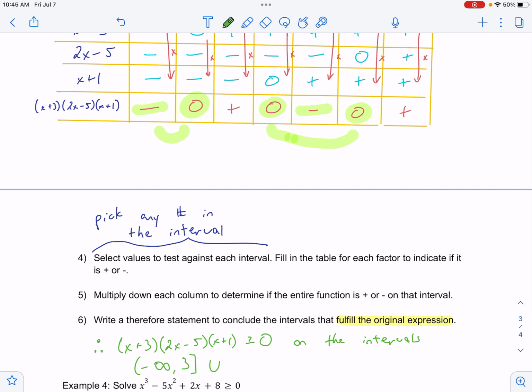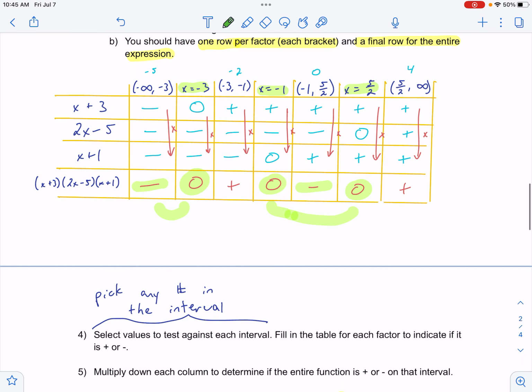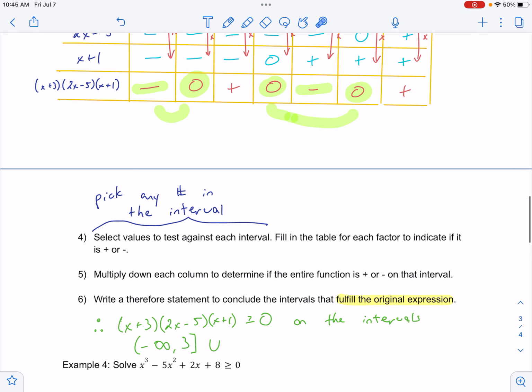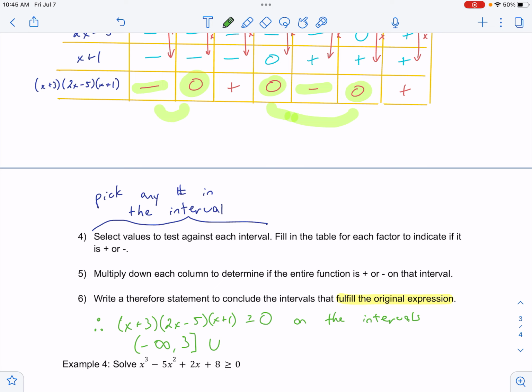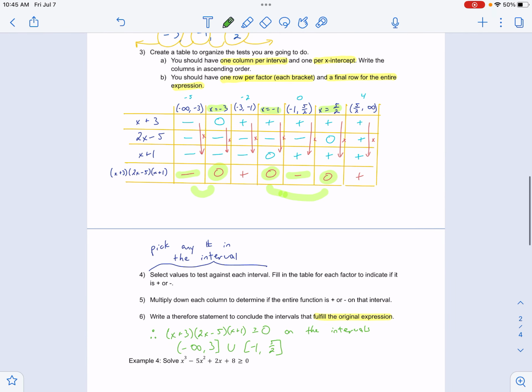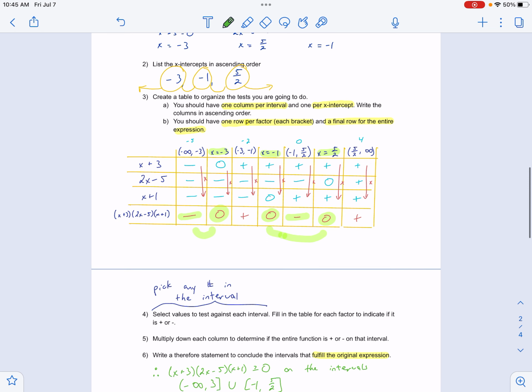Union. Our second interval is anything between -1 and 5/2. Inclusive. Whew! That is quite a task, but rather simple once you get a hang of the method.